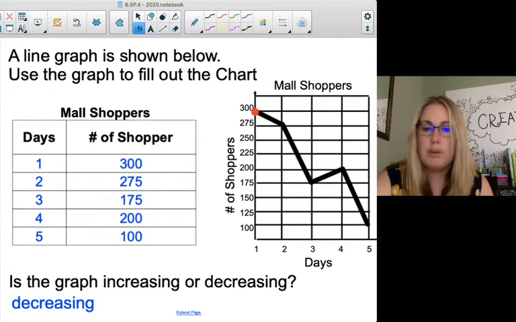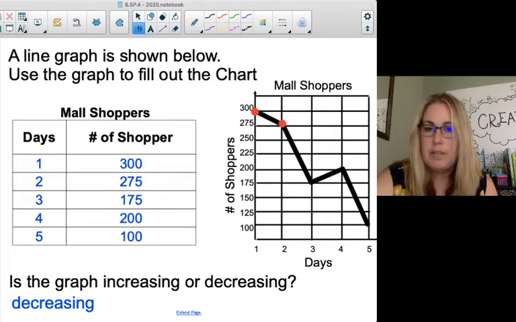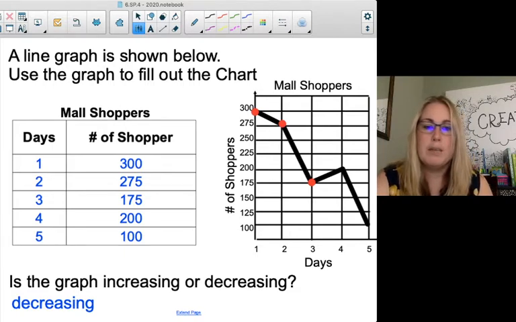Day 2, if I go over on the x-axis to 2 and go up to where my line is, we can see it's around 275. So we're looking for these points. Day 3 would be my x-coordinate, y is going to be 175. So you can see it's how far did I run, how high did I jump. Day 4, we go over to 4 and we go up to 200. And day 5, we go over to 5 and up to 100. So that's how you would fill out this chart.